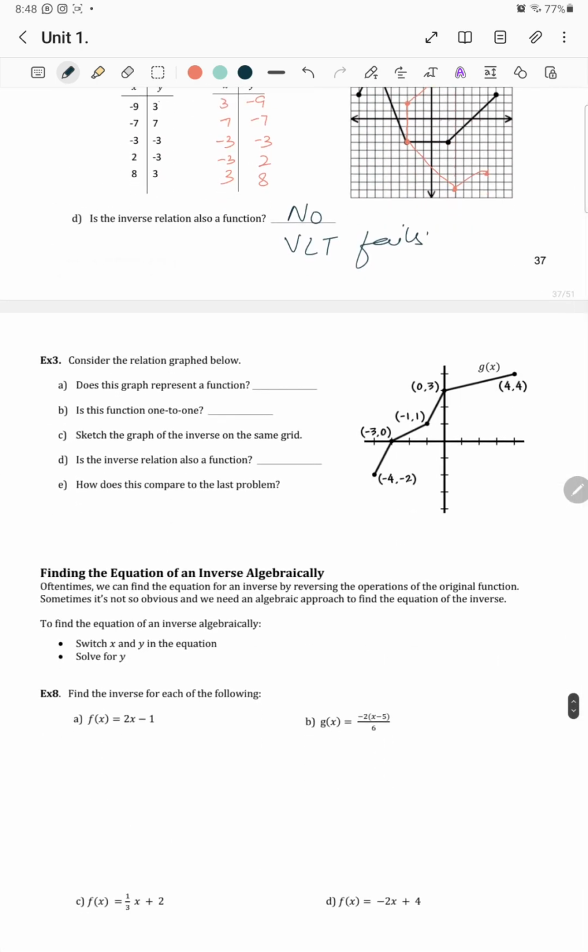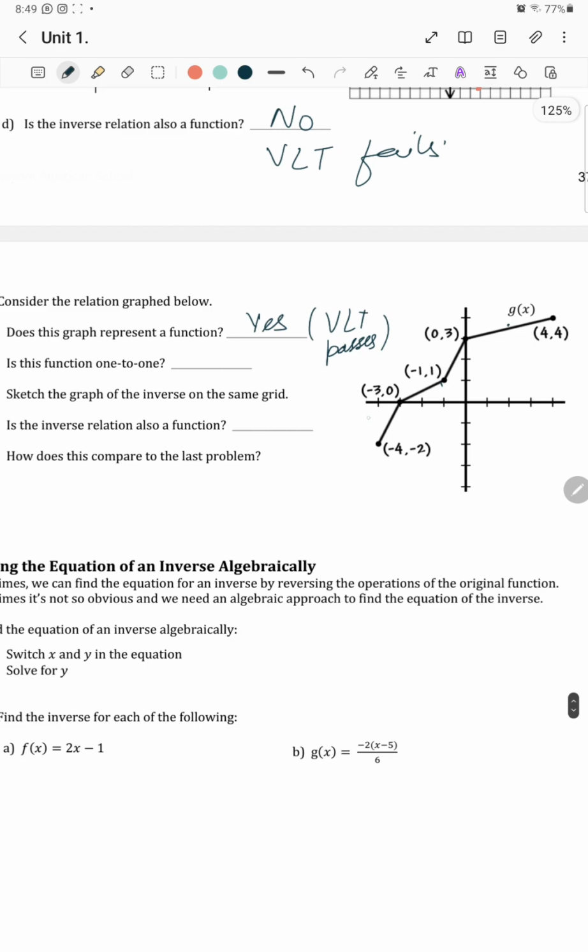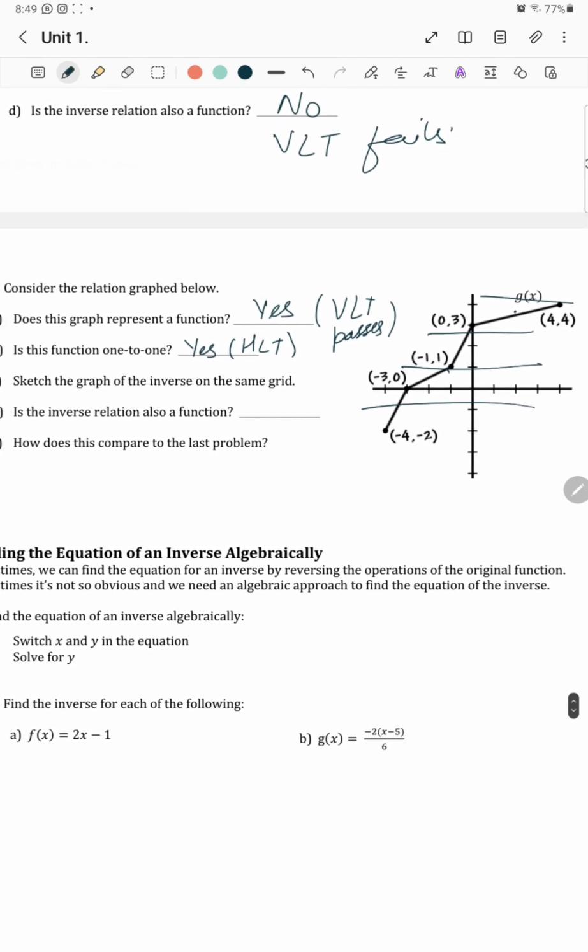Consider the relation graphed below. Does this graph represent a function? Okay, so vertical line test. Yes, the vertical line test passes. So is this graph a one-to-one function? I think yes, it is passing the horizontal line test. Sketch the graph of the inverse on the same grid.